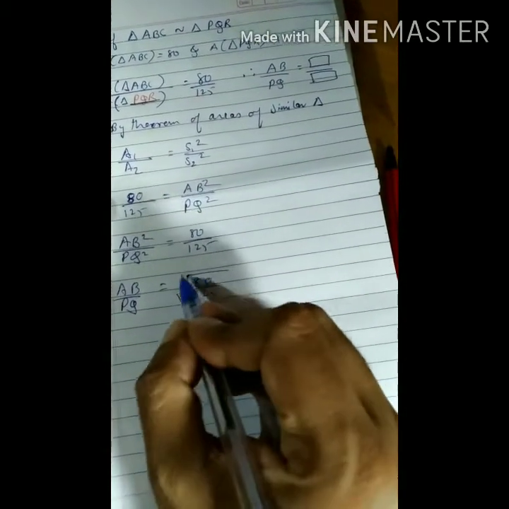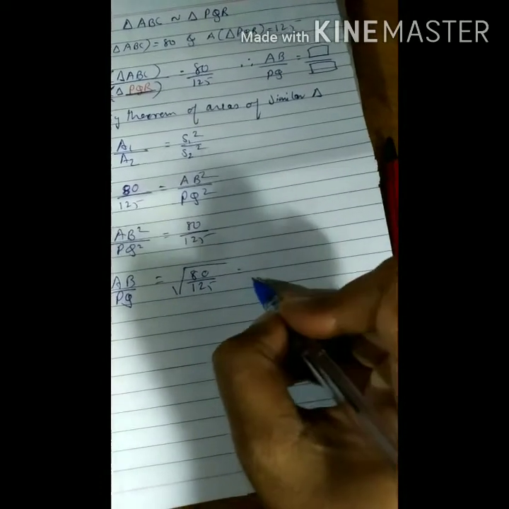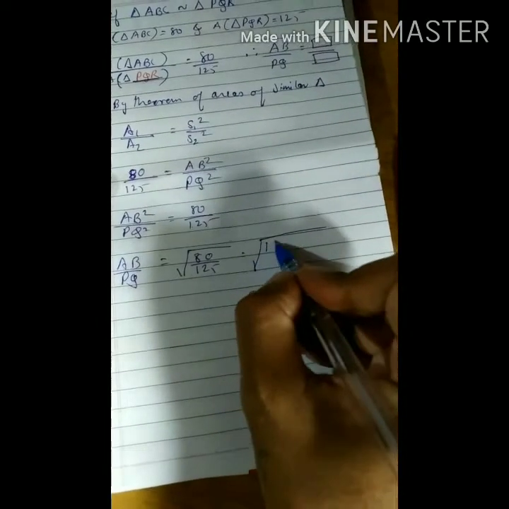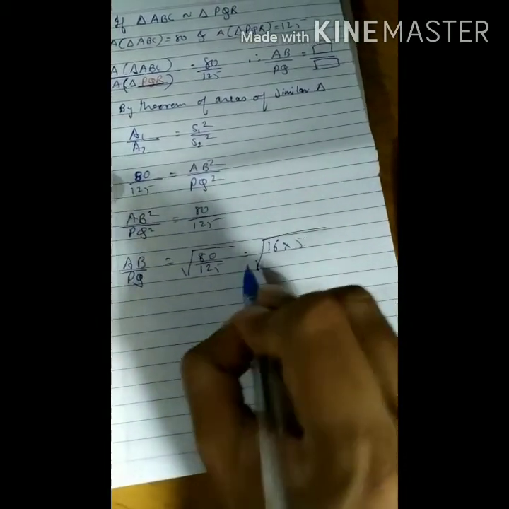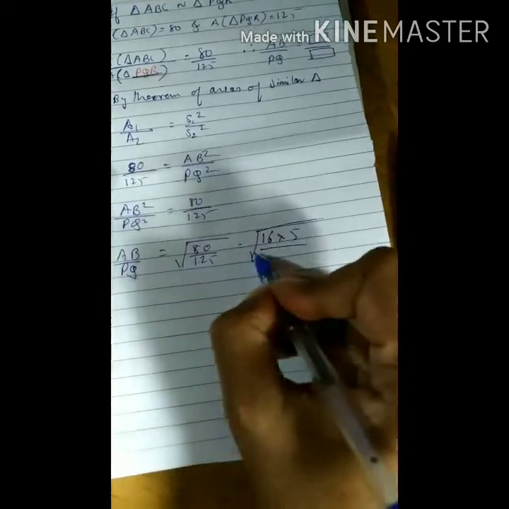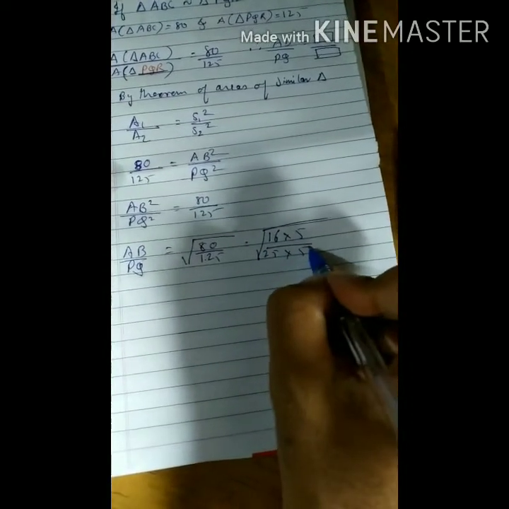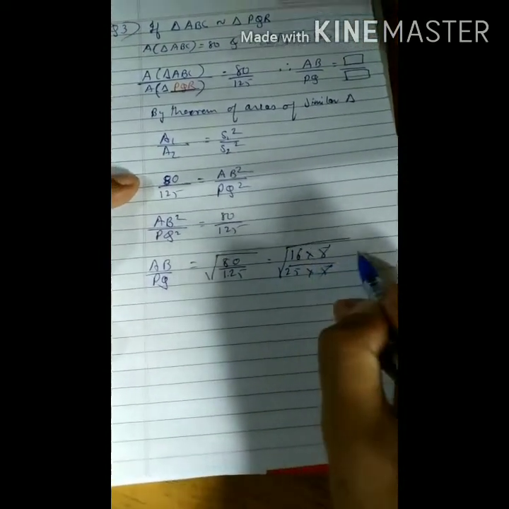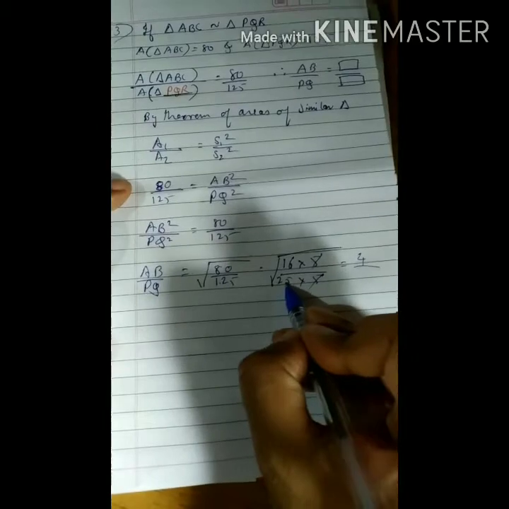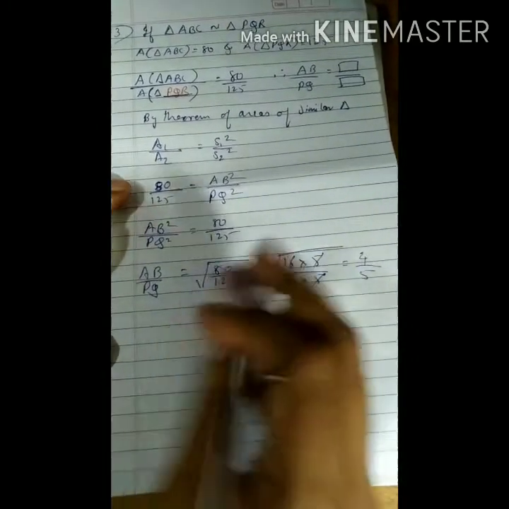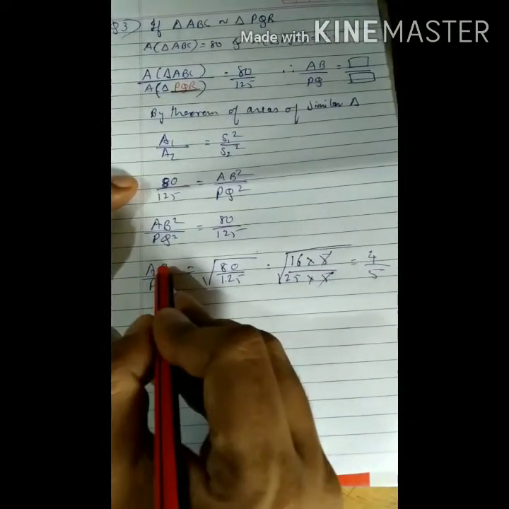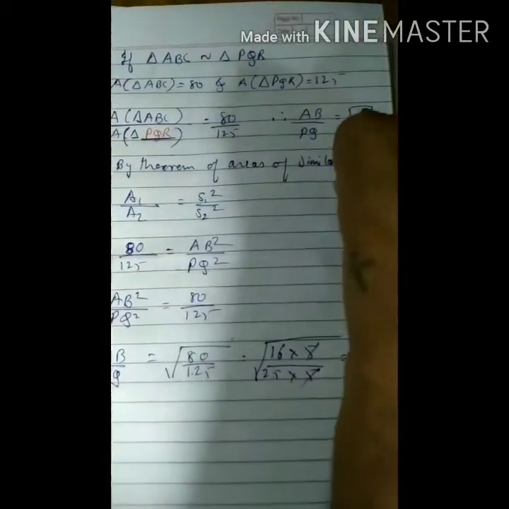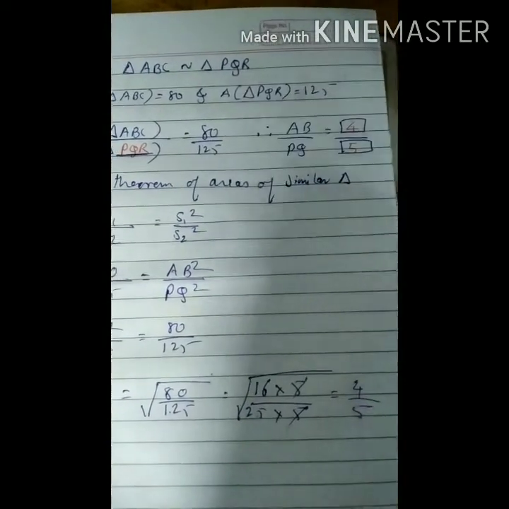Now in standard 9 you have studied the surds part, where you know how to convert pure surds into mixed surds. Now 80, I'll take here 16 into 5 will be 80, and 125 is 25 into 5. The 5 gets cancelled. Root 16 is 4 and root 25 is 5. Therefore AB upon PQ is 4 upon 5.